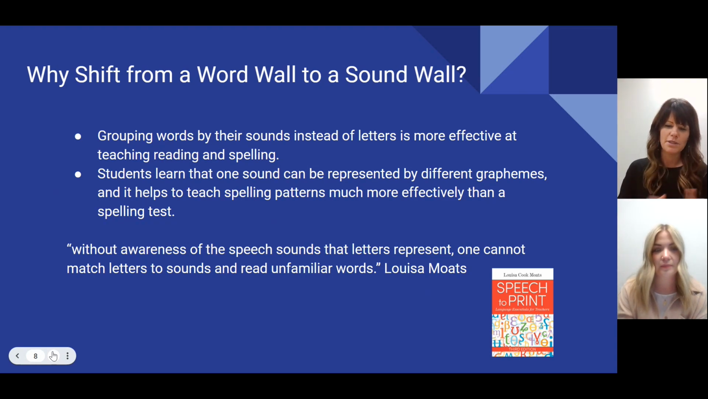And this quote down below is by Louisa Moats. It's from her book Speech to Print, which is where a lot of this work comes from. And she really says, and this is very powerful, "Without awareness of the speech sounds that letters represent, one cannot match letters to sounds and read unfamiliar words." So when we learn those sounds and the various letter patterns, we can read so many words that way. So it's just important to keep that in mind.